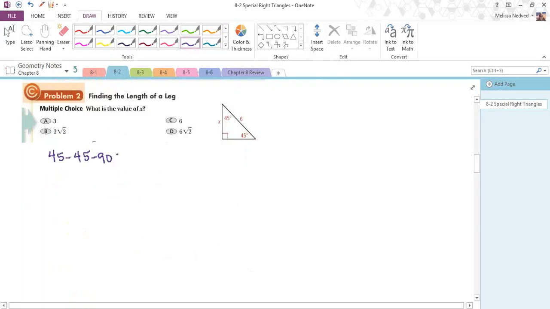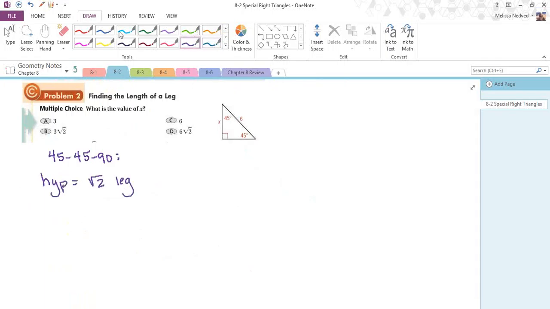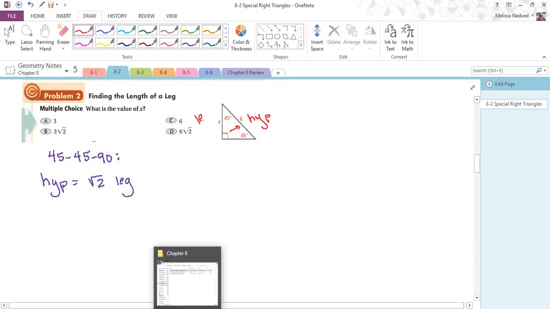45, 45, 90, which tells me that my hypotenuse is equal to the square root of 2 times the leg. And again, if you want to go ahead and label your picture, you definitely can. Hypotenuse is this length of 6 since it's across from the right angle. It's our longest side. And then in this case, we don't know either of our legs, and they've been identified with the variable x.